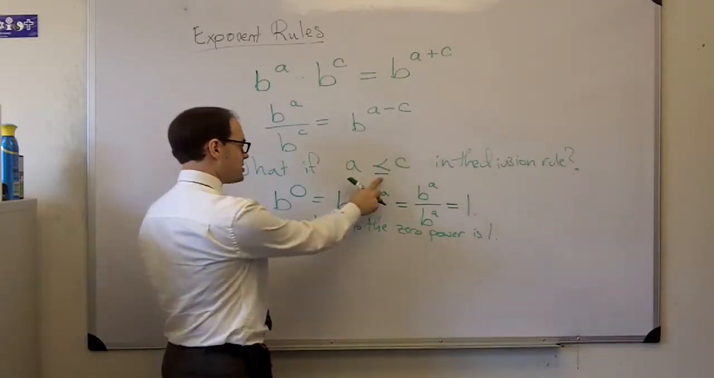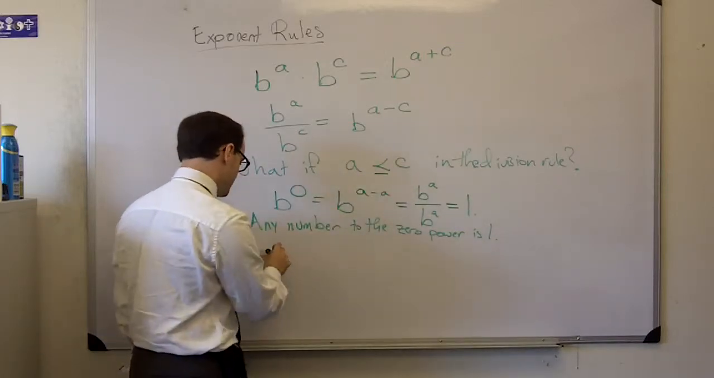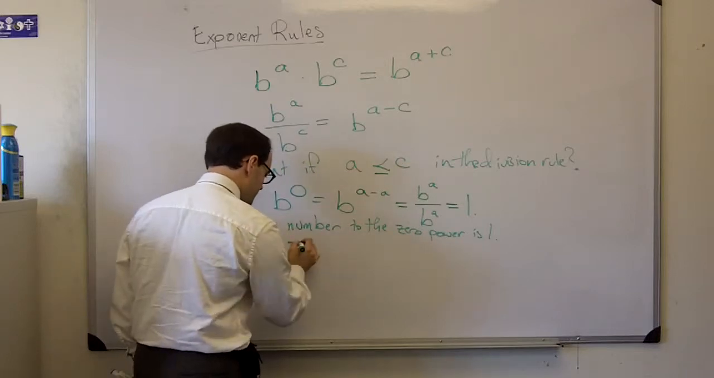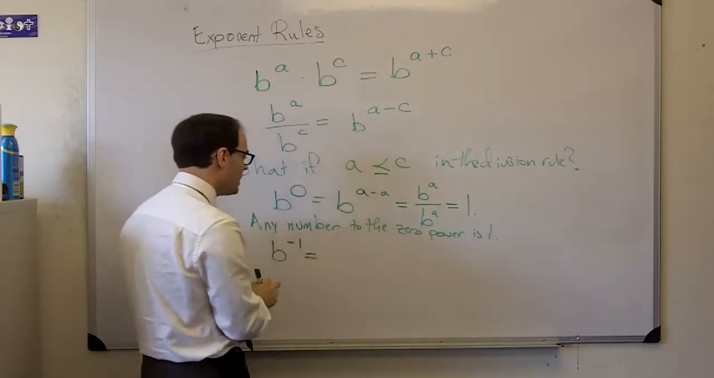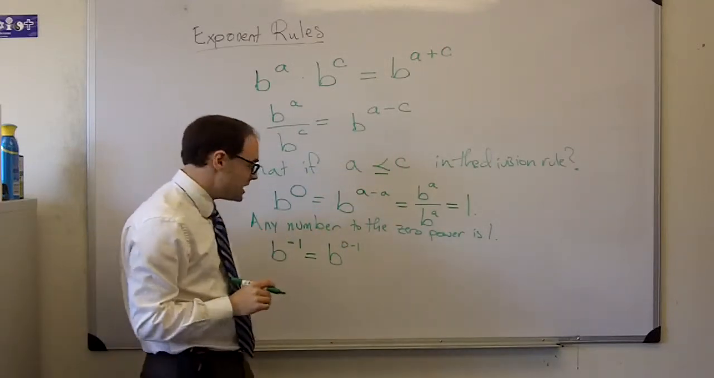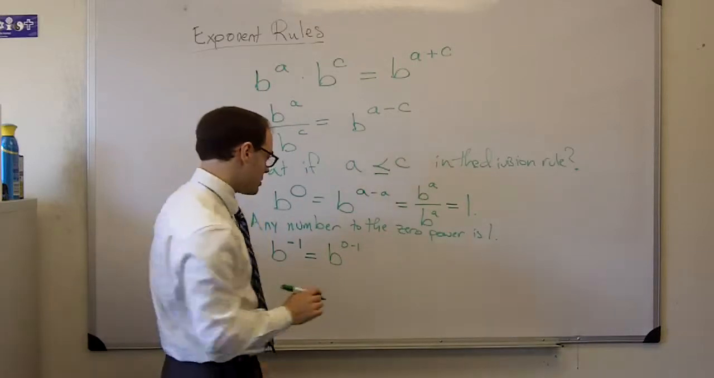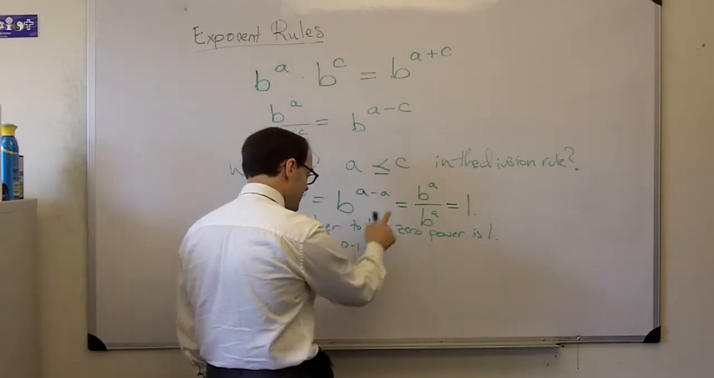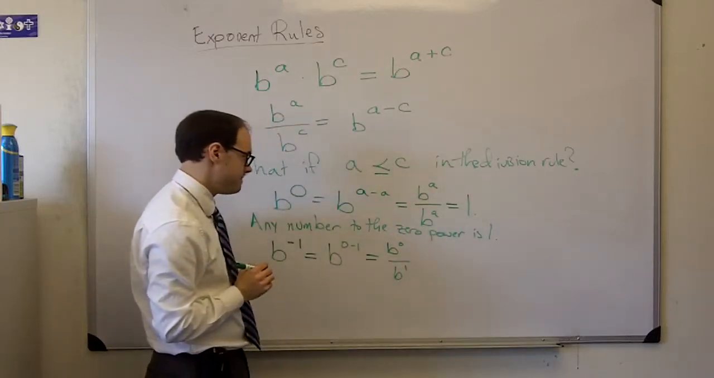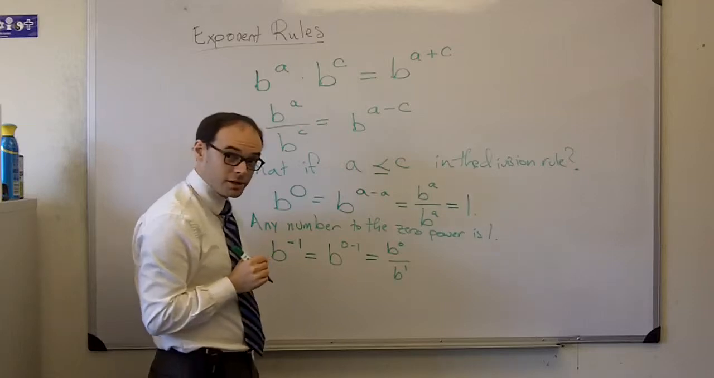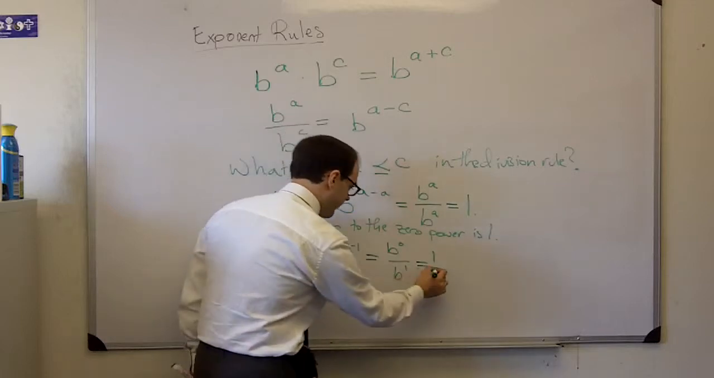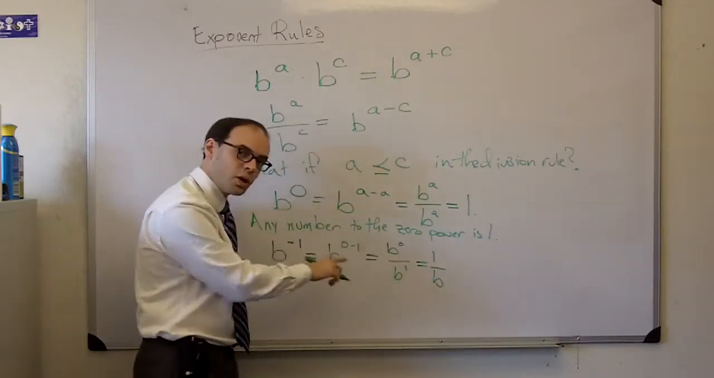Now, all right, so that handles the equals, but what about the negative? Well, it's the same idea. B to the negative something, say B to the negative 1, that's B to the 0 minus 1, isn't it? Any negative number is just 0 minus that positive number. So this is the same formula, B to the 0 divided by B to the 1. Now, we know what B to the 0 is. We just figured it out. It's 1. And what's B to the 1? Well, that's just B. So B to the negative 1 is just 1 divided by B.